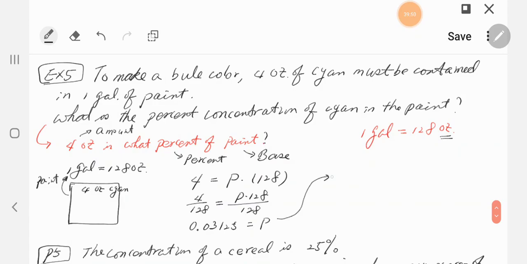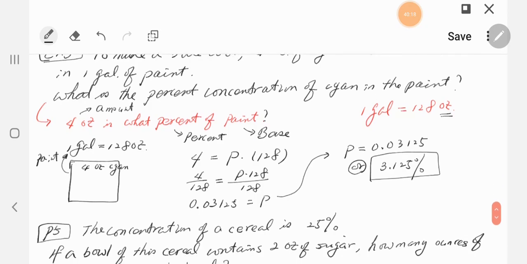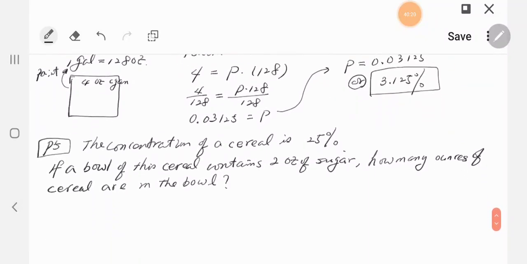So this will give you the percent. Percent is 0.03125. So rewrite it, then it will be 3.125%, right? So move the decimal point 2 to the right. So that's the percent. For the word problem, we must understand the question. Read the question again and again until you understand, so that we can write an equation.